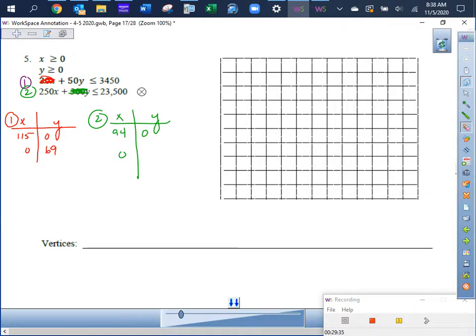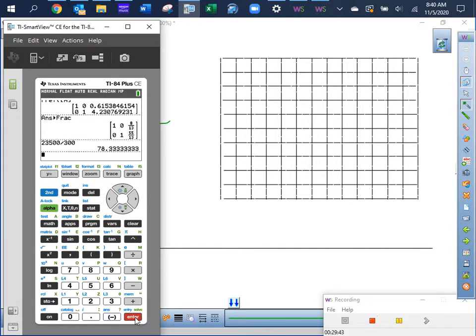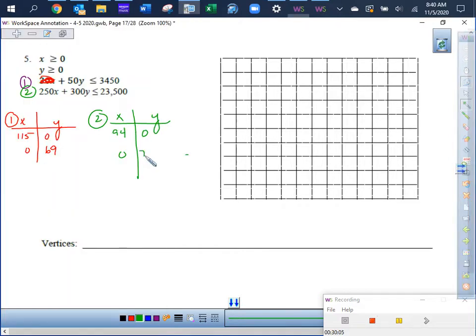Then let's go find the y-intercept, because that's where you let x equal 0. So 23,500 divided by 300. Ooh. 0.3 repeating. Do you know what 0.3 repeating is as a fraction? 1/3. So since that's nice, we'll call it 78 and 1/3. If it was really weird, we would round it to the nearest tenth. Sometimes that's going to happen where it doesn't come out so nice. So we'll call that 78 and 1/3. Are you good with that? So first question.